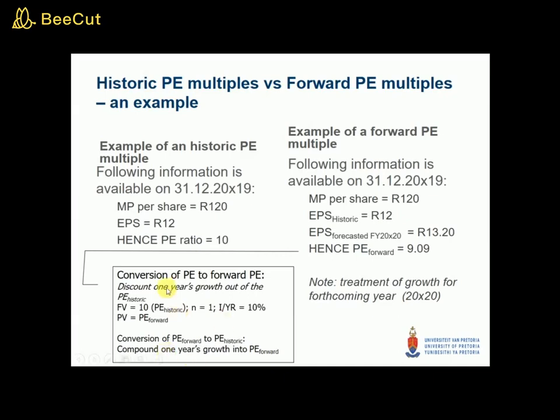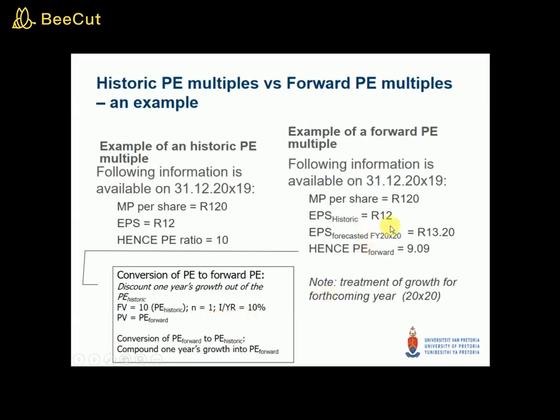So what I need to do is determine how to convert my historical price earnings into a forward price earnings. And quite simply, I just need to discount one year's future growth out of my historical price earnings multiple. How do I do that? I take my future value, in other words, my historical PE, and I plug that into my financial calculator as my future value. I have to discount by 1 year, so n is equal to 1, and then I determine my growth in that last year.